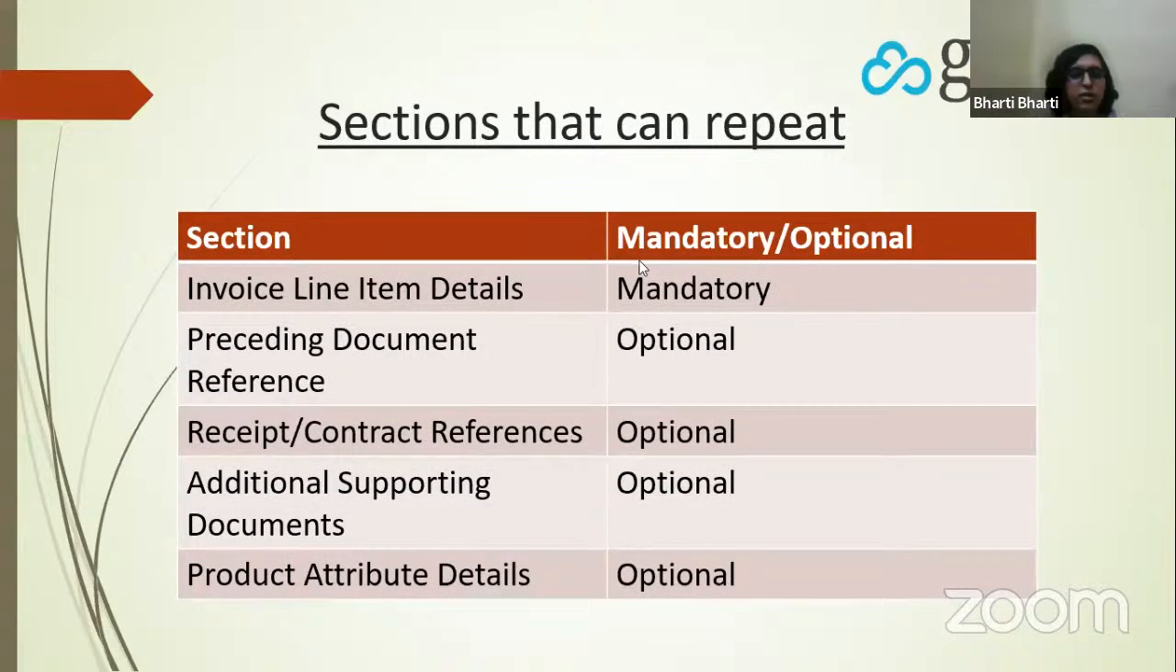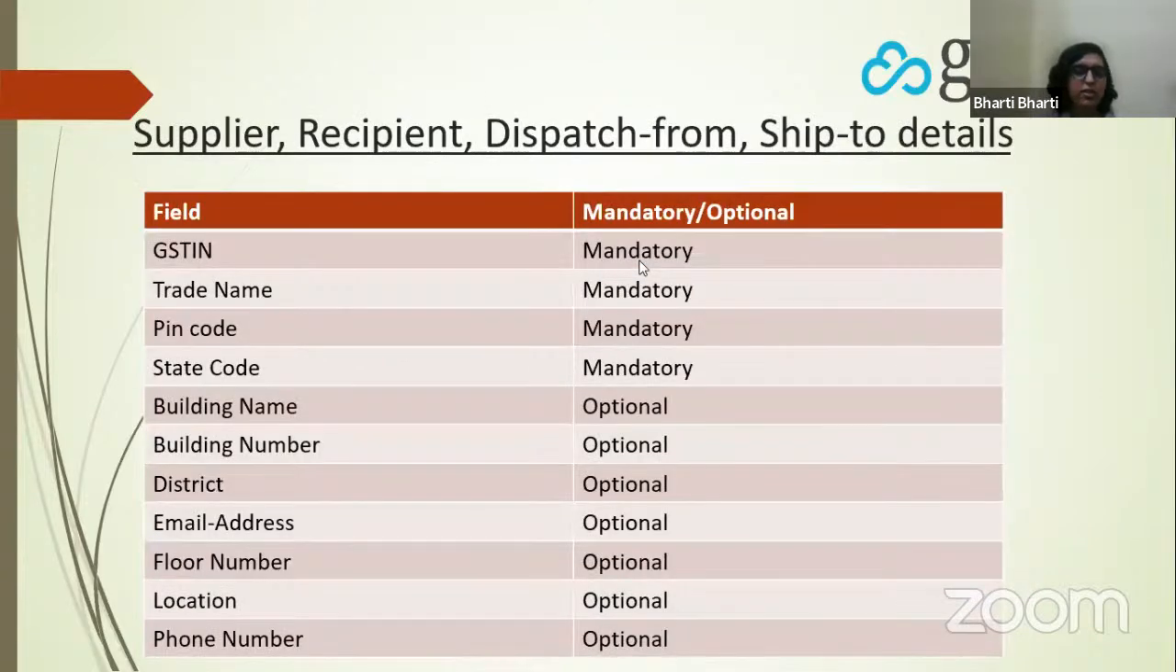The sections listed here say whether they are mandatory or optional. Invoice line item details are mandatory, preceding document reference, etc. are optional. There is no requirement to go into these details.